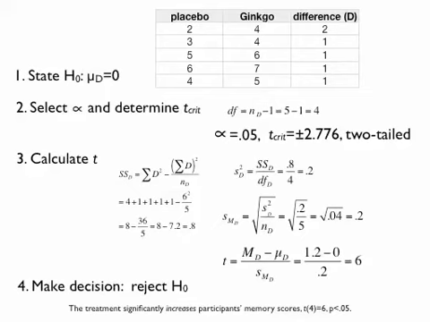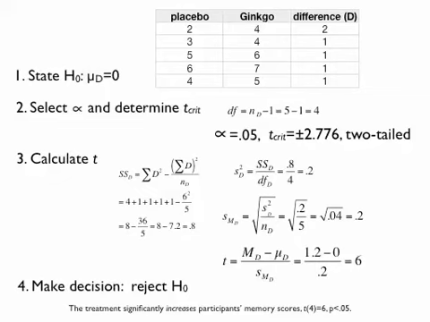6 is way beyond plus 2.776, and that'll help us make our decision to reject the null hypothesis, that the treatment does nothing. We'll reject that idea and conclude that this treatment significantly increases. It's not sufficient to say that the difference is significant. You need to say what that difference is. You need to tell me in your sentence what direction the effect goes in. And here, the treatment significantly increases participants' memory scores.